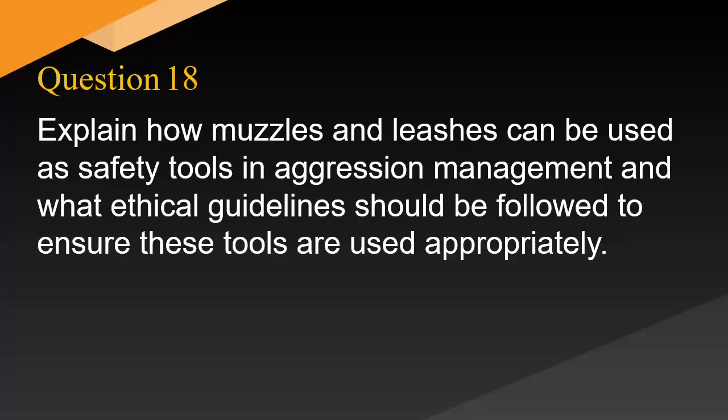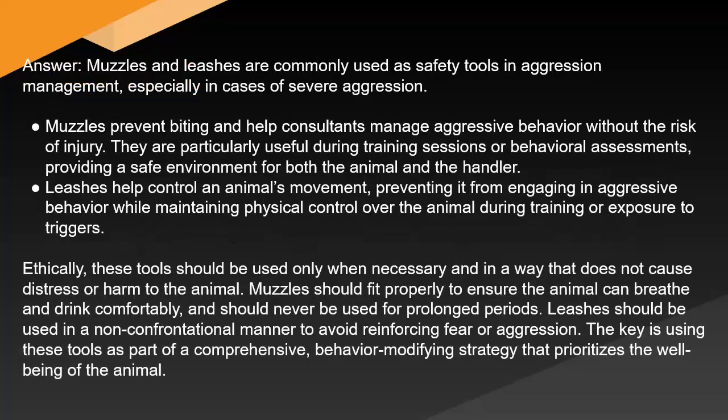Explain how muzzles and leashes can be used as safety tools in aggression management and what ethical guidelines should be followed to ensure these tools are used appropriately. Answer: Muzzles and leashes are commonly used as safety tools in aggression management, especially in cases of severe aggression. Muzzles prevent biting and help consultants manage aggressive behavior without the risk of injury. They are particularly useful during training sessions or behavioral assessments, providing a safe environment for both the animal and the handler.